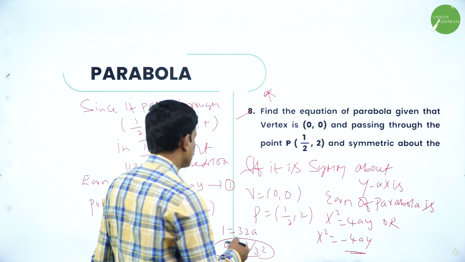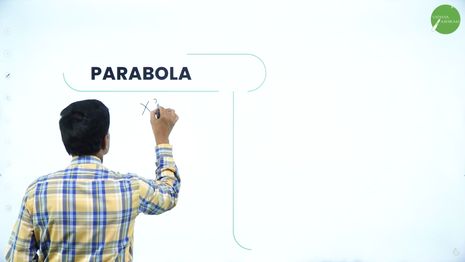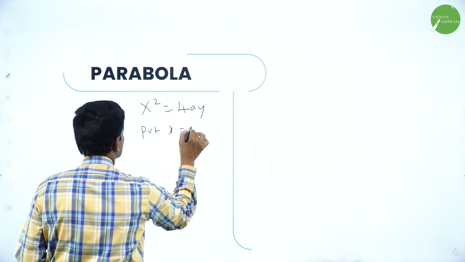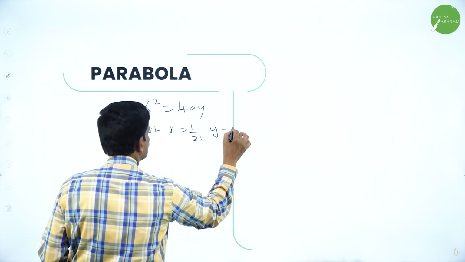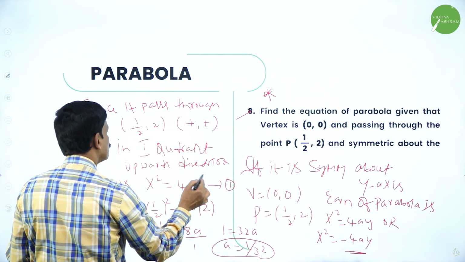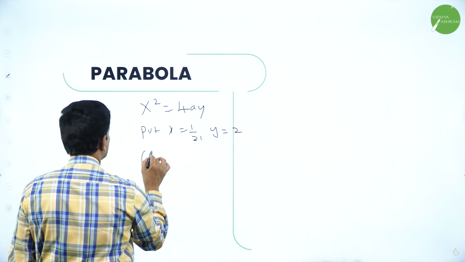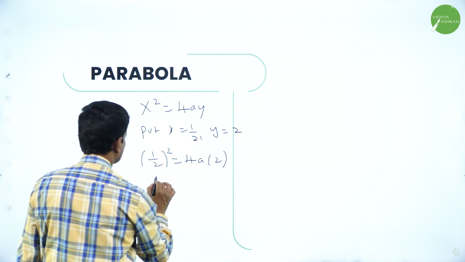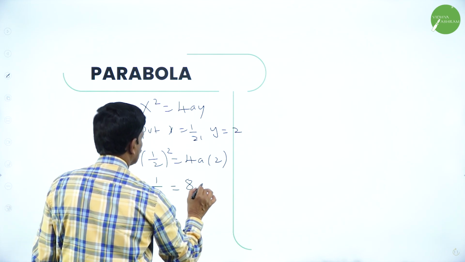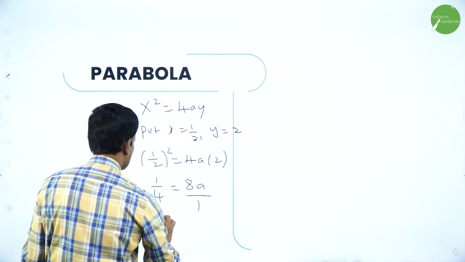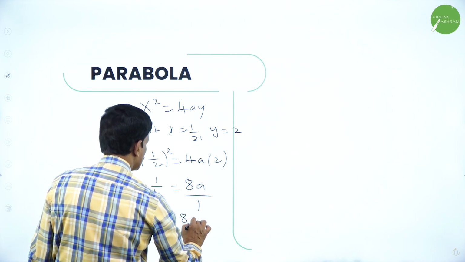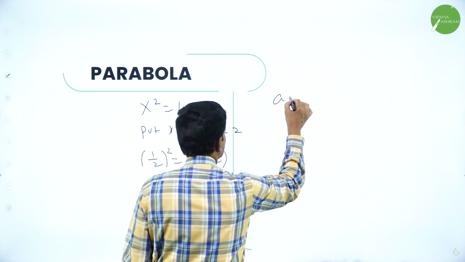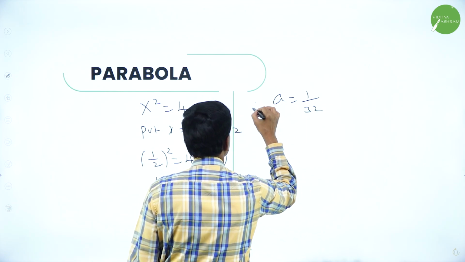Now substitute here. What is the equation? x square is equal to 4ay. Put x is equal to 1 by 2, y is equal to 2. Right. Now this becomes 1 by 2 whole square is equal to 4a into 2. 1 by 4 is equal to 8a. This is 1, cross multiply. 1 is equal to 8a into 4, that is 32a. So a is equal to 1 by 32.